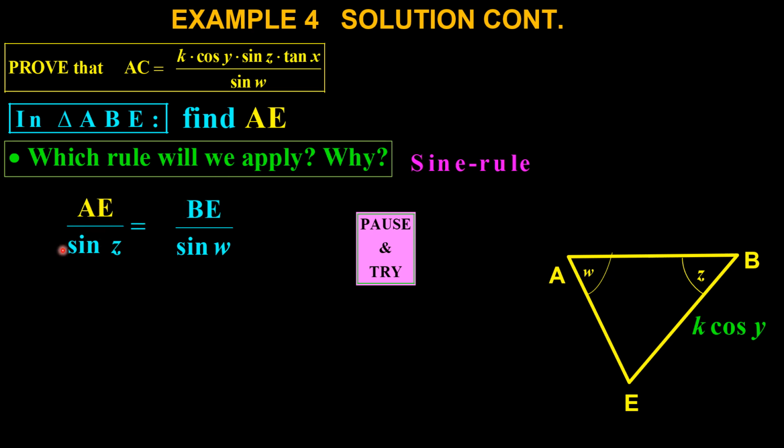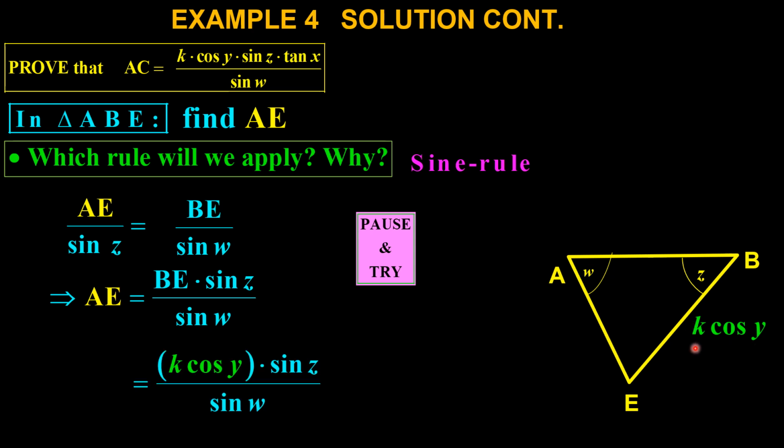I only want AE, so instead of dividing by sine Z, we multiply by sine Z. Now we can replace the BE. And what is BE? K cos Y. So I substitute BE with K cos Y, right? So there I've got the length of AE, which is K cos Y sine of Z over sine of W. So now I've calculated AE.